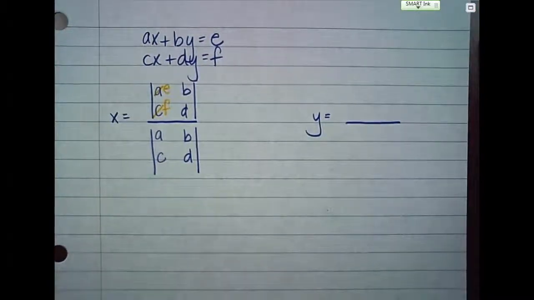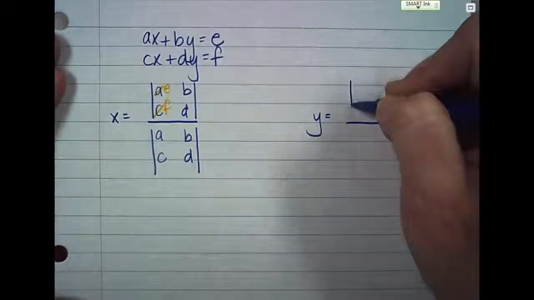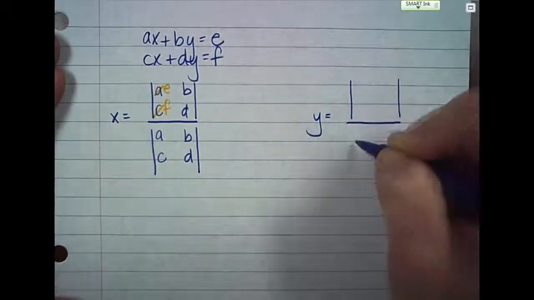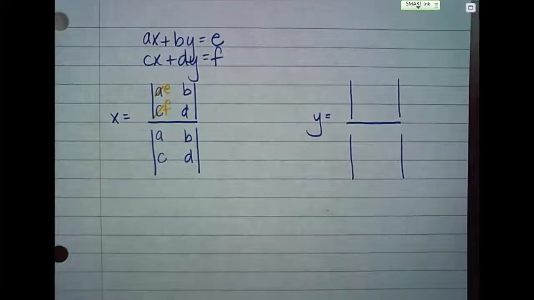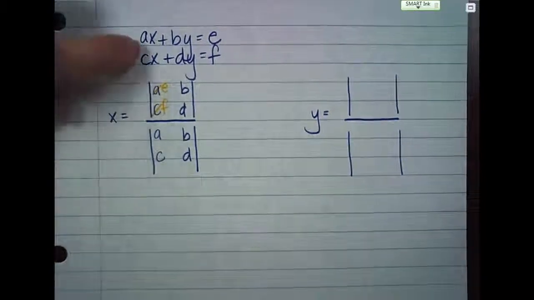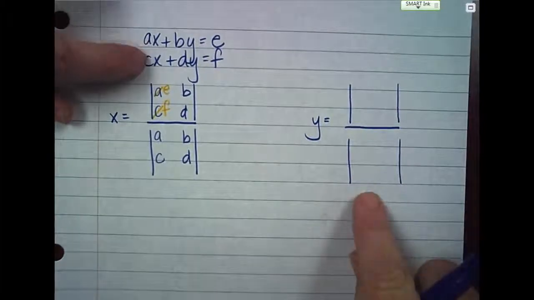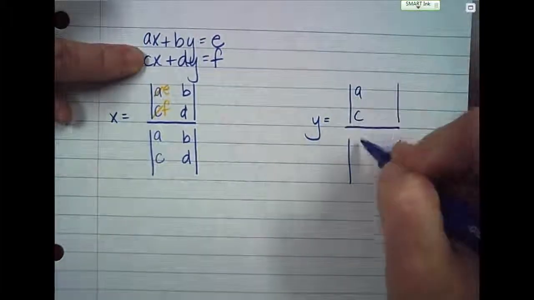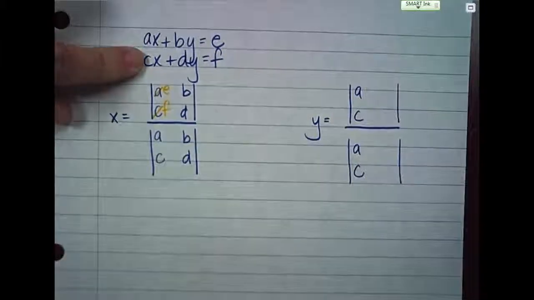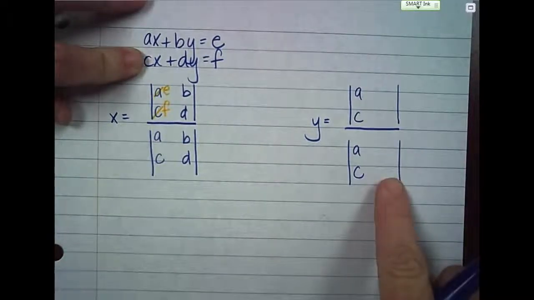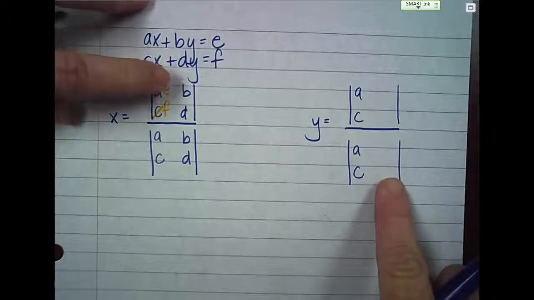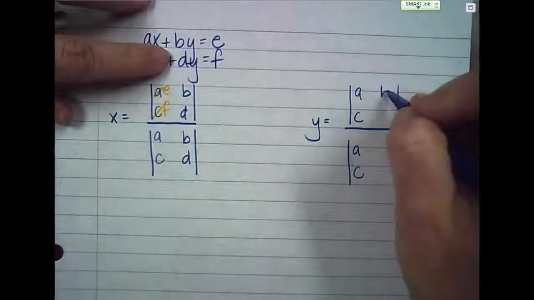Y is solved the same way. He built a determinant on the top, and a determinant on the bottom. To fill in the determinants, the first row is x's, so AC, AC, right? And then what goes in the second column? The y's, right? BD, BD.